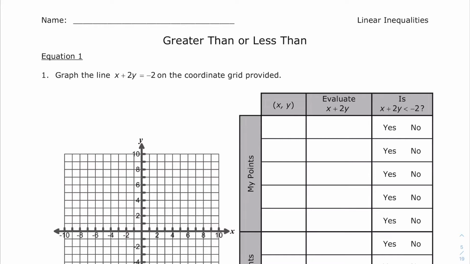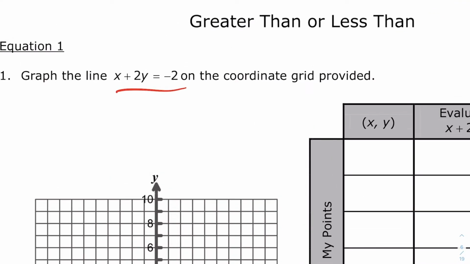Hello everyone, welcome to this video, and in this video we're going to be talking about linear inequalities, but with two variables. To start that off, we're going to be graphing the equation x plus 2y is equal to negative 2. The best way to graph standard form is you find the x-intercept and the y-intercept.